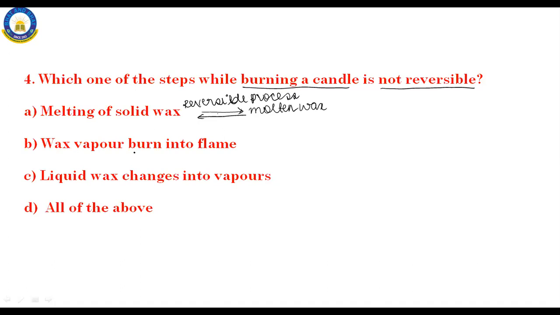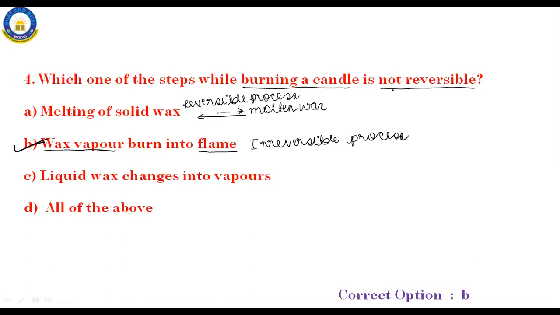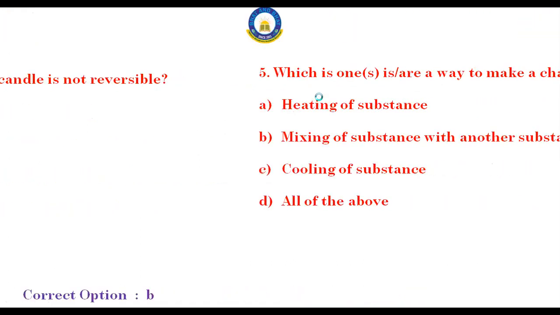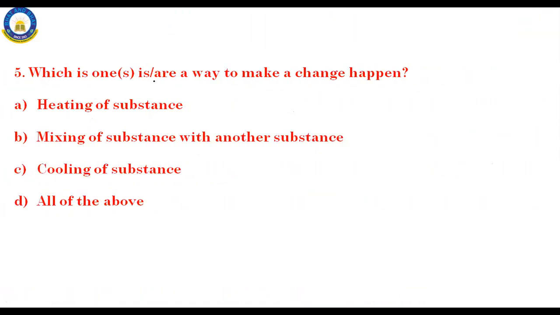And wax vapor burns into flame. The third option, liquid wax changes into vapors, all of the above. Once the wax vapor turns into a flame, this acts as an irreversible process in the burning of a candle. So option B would be the correct answer, as it is not reversible while burning a candle. We will go to the fifth question now.